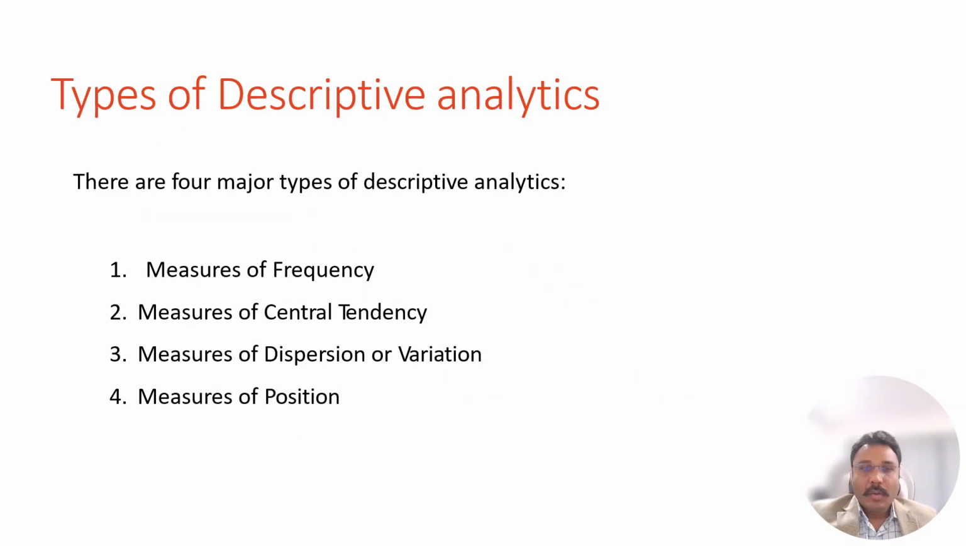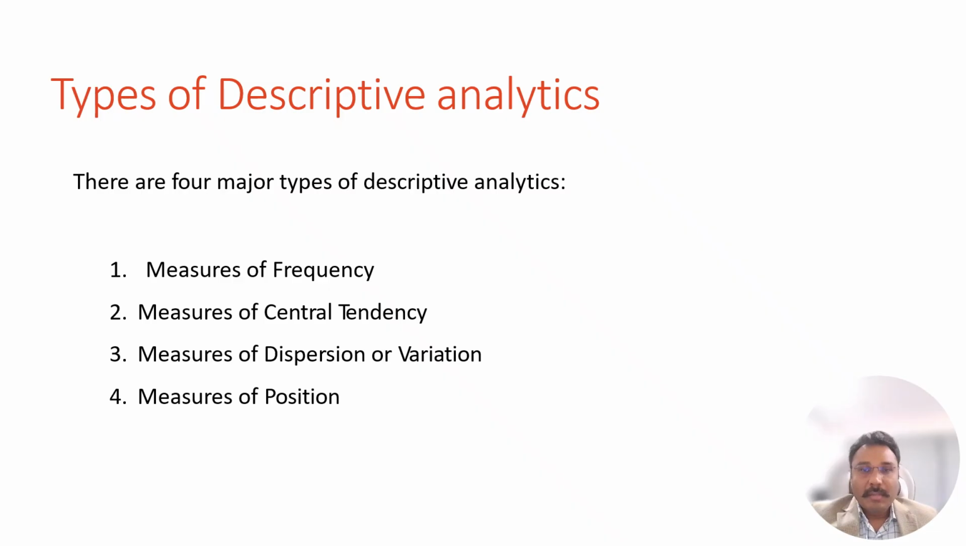Well, now let's look at the types of descriptive analytics. There are four major types of analytics measures which can be used to summarize and interpret data. The first type is measures of frequency, which describes how often certain values or events occur in a data set. The second type is measures of central tendency, which identify the central or typical value within a data set.